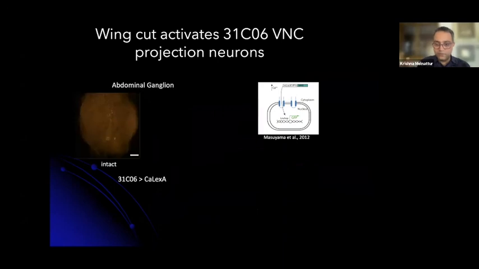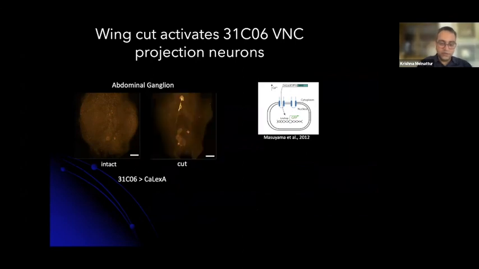It's very pretty to look at them, but we also want to understand how these neurons are modified. And so we have ways of doing that. Again, I'm not going to go into details, but this is just a tool called CaLexA. It allows you to translate neural activity into expression of GFP. So more GFP means neurons more active. And we find that when you disrupt flight, these neurons are more active.